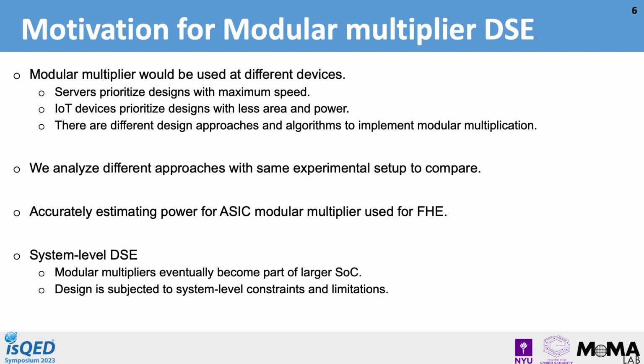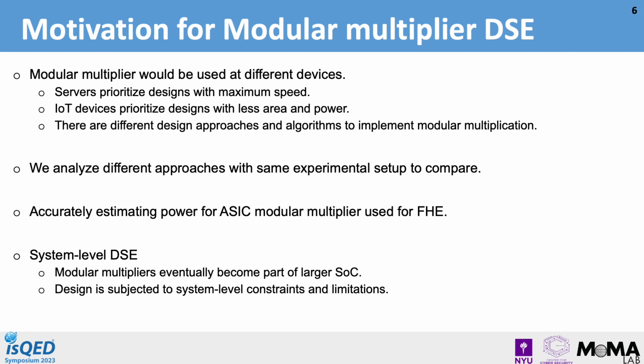Servers prioritize designs for maximum speed. IoT devices prioritize designs for less area and power. For different specifications, there are different design approaches and algorithms to implement modular multiplication. These approaches must be evaluated with the same experimental setup to ensure a fair comparison. It is important to evaluate area, speed, and power accurately.